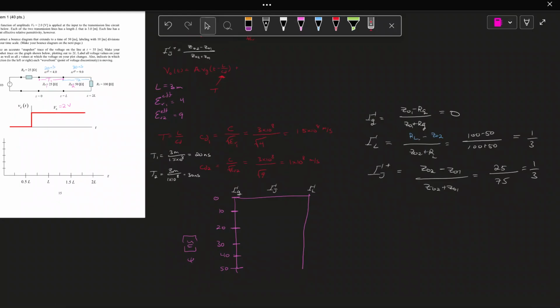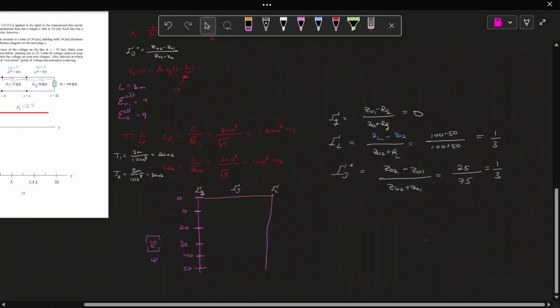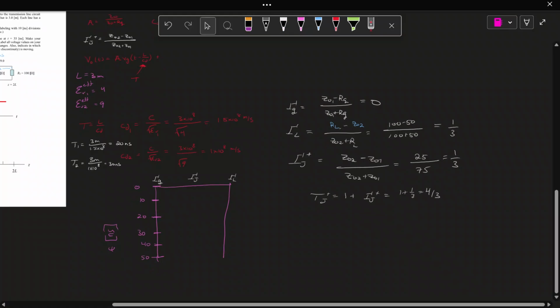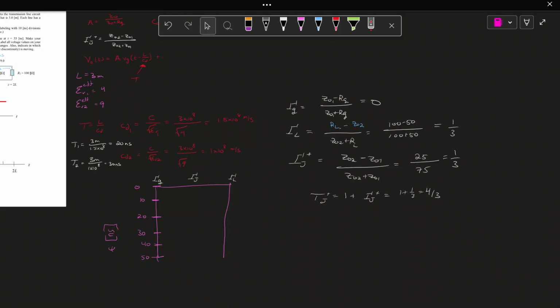All right. And we have to be careful about this because that is the reflection coefficient, yes, but we have to add 1 to it. So T junction plus is equal to 1 plus gamma junction plus. 1 plus 1/3 is equal to 4/3. So this is what that value will be. Not the reflection value, but when I draw this, it'll make sense. You need to have that value on the line. Okay, so that's pretty much all we need to know. Let's see, is there anything else? I don't think so. Yeah, I think that's all I need to know.